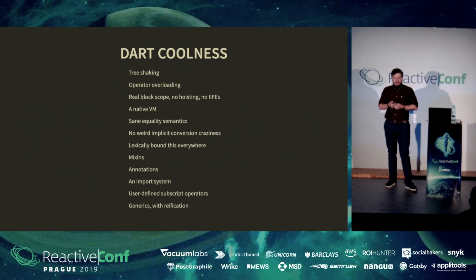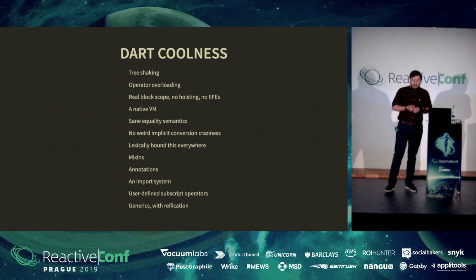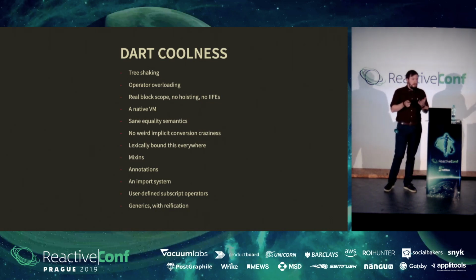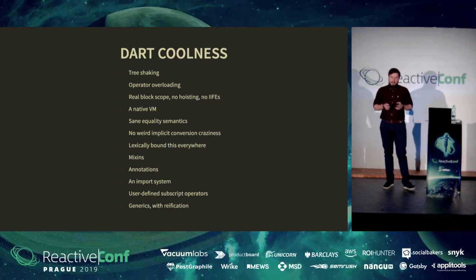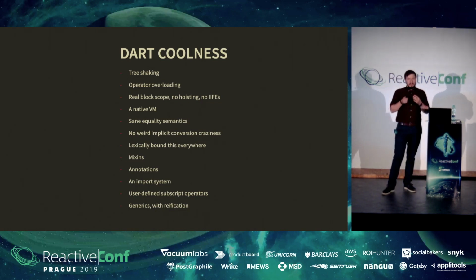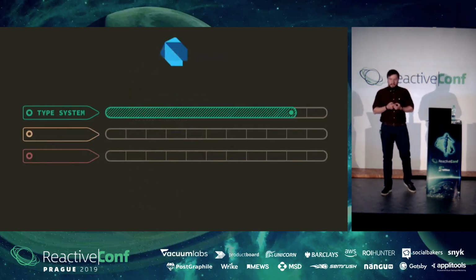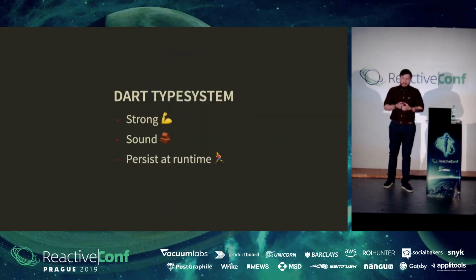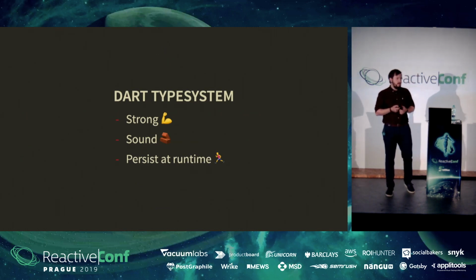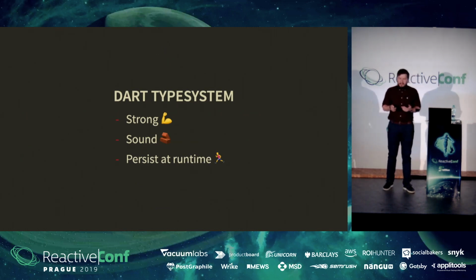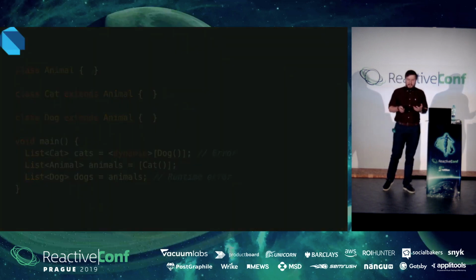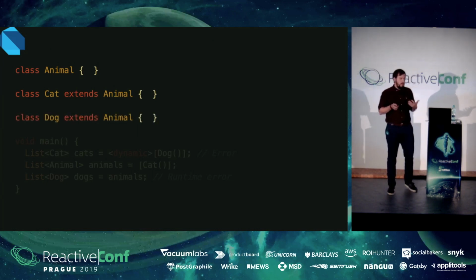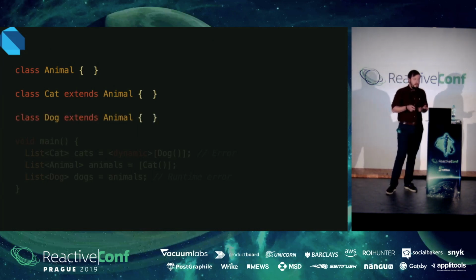And Dart has a lot of cool stuff in it, like native VM, tree shaking, operator overloading, many things. I will not talk about all of them, of course, but three things were super cool for us. And first of all is, of course, the type system. Dart's type system is strong, sound, and persists at runtime. I believe many speakers before me talked about what is strong, what is sound, but let's imagine we have this class Animal, and two classes, Cat and Dog, and all of them extend Animal, because cats are animals.